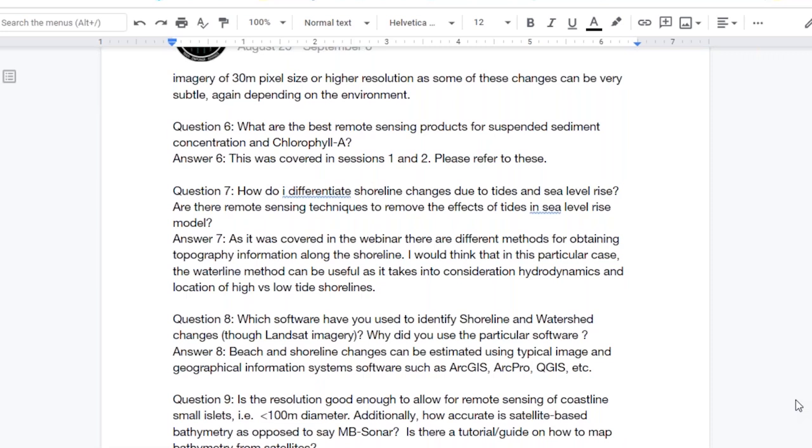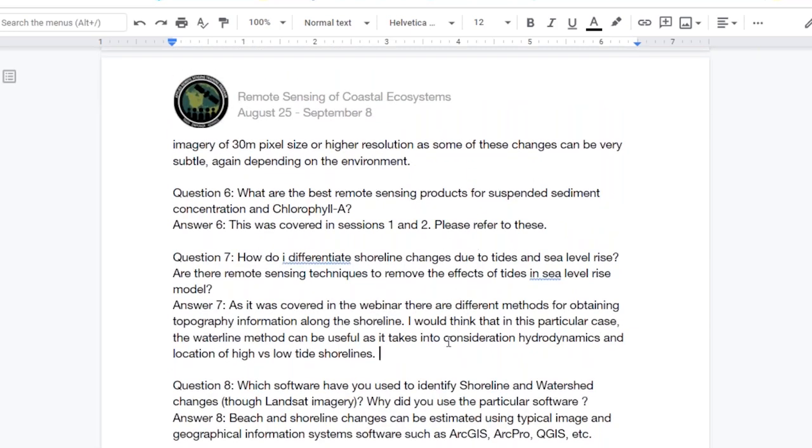Okay, how do I differentiate shoreline changes due to tides or sea level rise? Are there remote sensing techniques to remove the effects of tides on sea level models? So as I covered in the webinar, there are different methods for taking topographic information around the shoreline. I would think in this particular case, using something like the waterline method that I described could be really useful, particularly because the waterline method takes into consideration both the hydrodynamics and also the location of the high and low tide areas.